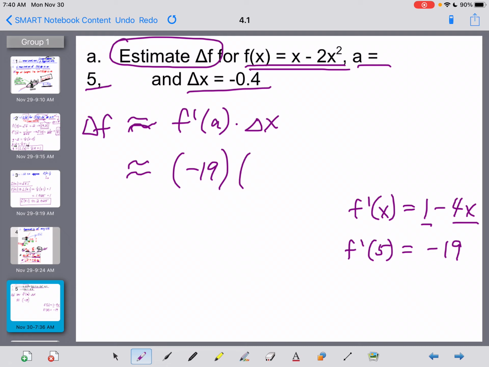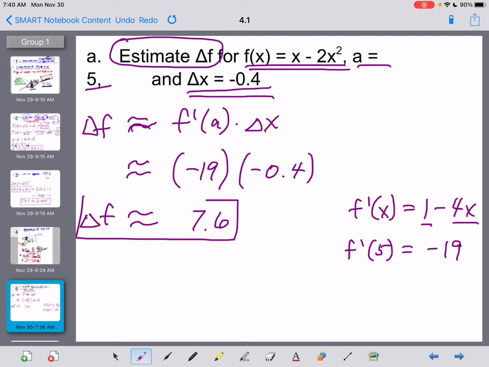And we're going to multiply that now by the delta x value, which they gave us as negative 0.4. So let's put all that together, and I do believe 19 times 4 is 76, so this looks like it's going to be 7.6. And because we were taking a negative times a negative, it looks like we've ended up with a positive value. And guys, that is going to be our answer here. Delta f is approximately equal to 7.6.